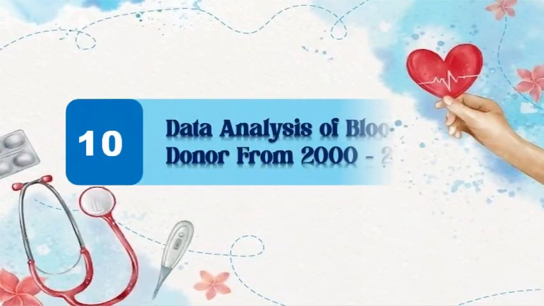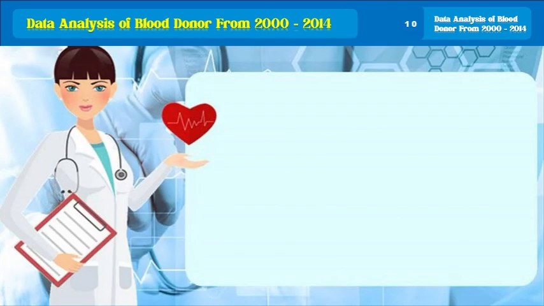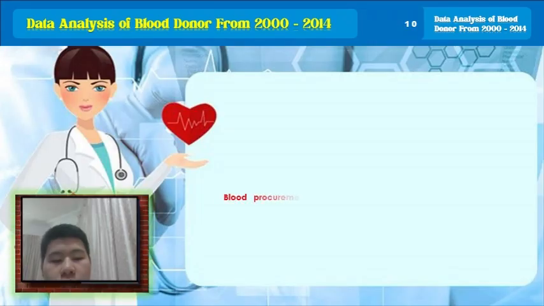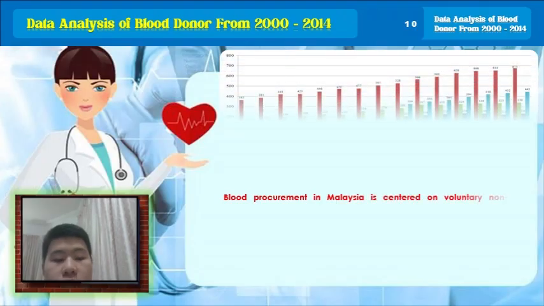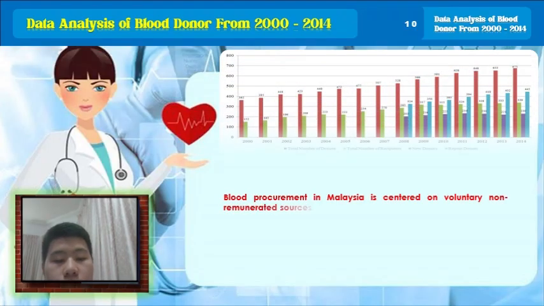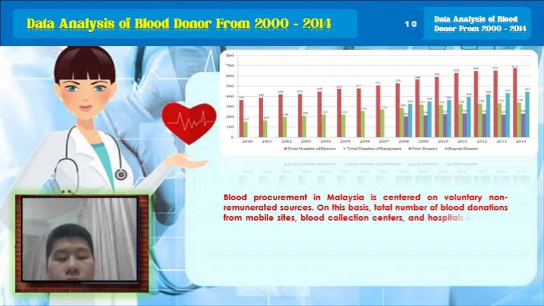10. Data analysis of blood donors from 2000 to 2014. Blood procurement in Malaysia is centered on a non-remunerated pool. On this basis, the total number of blood donations from mobile sites, blood collection centers, and hospitals increased by 86.7%, from 361,898 to 675,315 cases between 2000 and 2014.